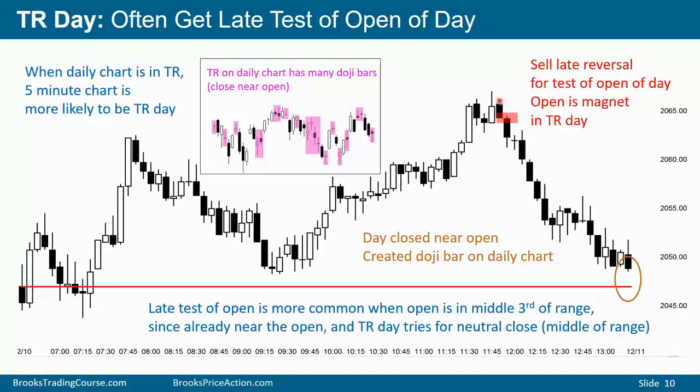I mentioned earlier that when you get a late reversal back toward the open, it's more common if the open is in the middle third of the day. And you can see a lot of these days that are highlighted have a tail on top and on the bottom, but a small body, and the body is in the middle third of the day.